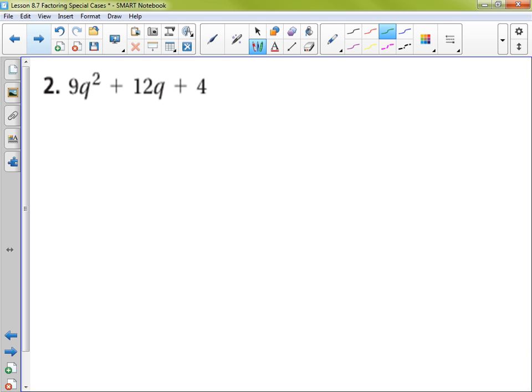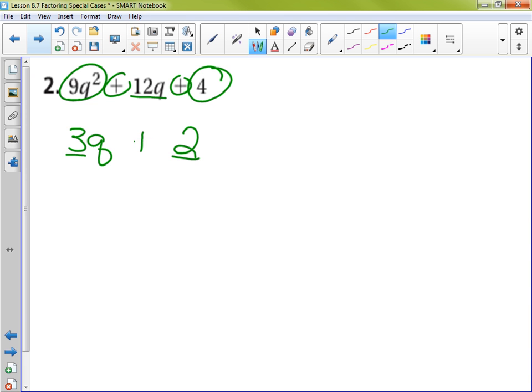Here's the next one. 9q squared plus 12q plus 4. If I take the square root of the first term, I get 3q. And if I take the square root of the last term, I get 2. And if I multiply 3q times 2, that's 6q, doubled is 12q. This is a special case. Because both of them are plus, I'm going to add the two together and square it.